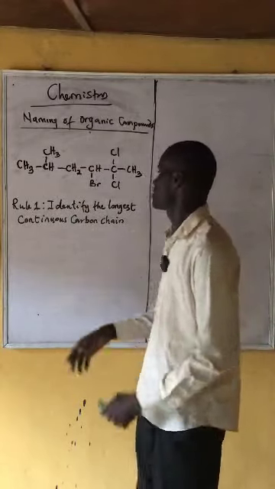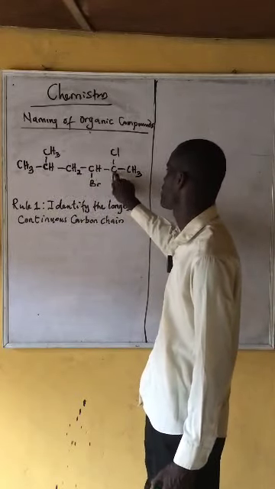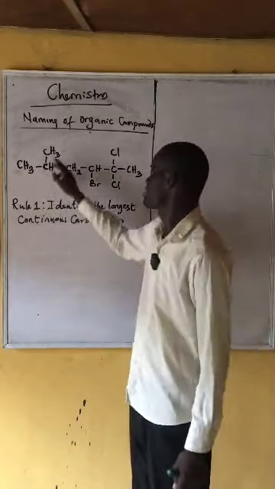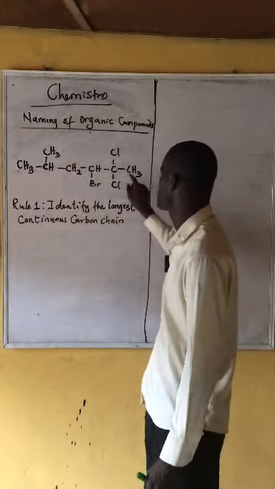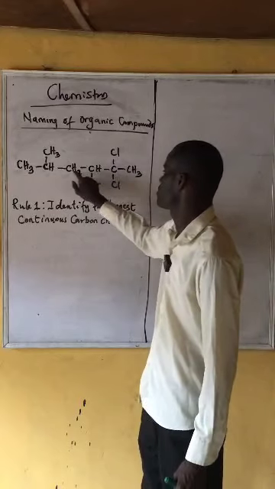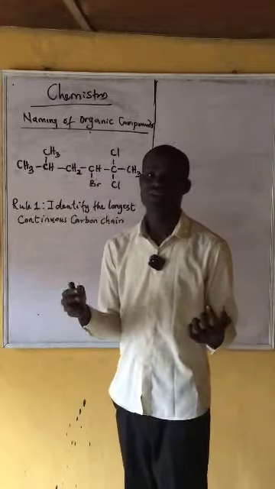By counting. Let's start counting from here. 1, 2, 3, 4, 5, 6. 6 carbon. Start counting from here. 1, 2, 3. 3 carbon. Start counting from here. 1, 2, 3, 4, 5, 6. 6 carbon. So the longest chain is 6 carbon.